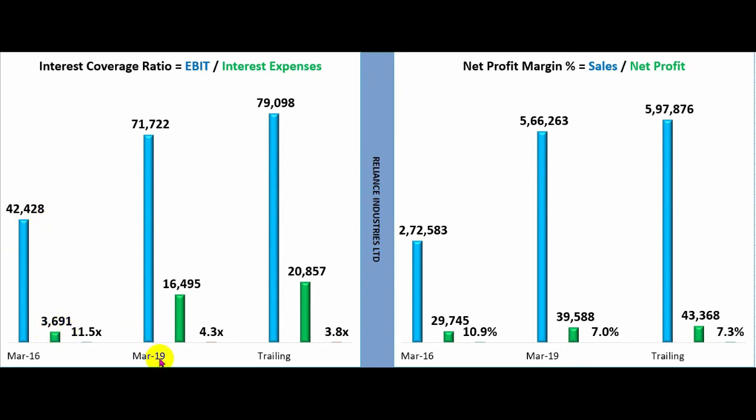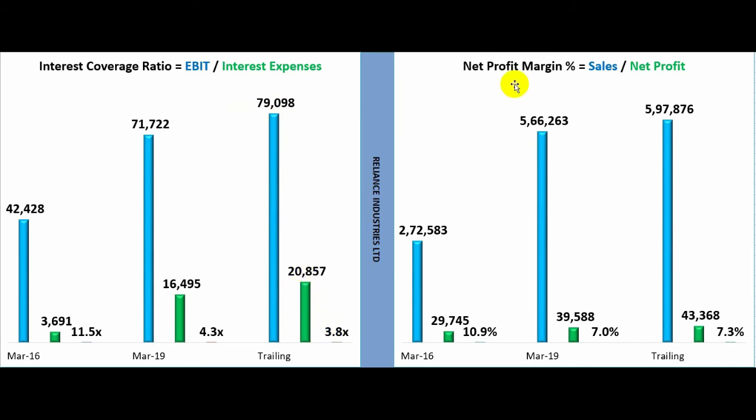In March 19, the interest cost increased, as we saw in the previous chart, whereas the EBIT being generated was around 71,000 crores. So that's just a 4.3 times multiple. But in the recent 12 months, the multiple has dropped below 4 times. My benchmark is that the finance cost should be 1/4 of the EBIT being generated, or we can also say that the EBIT that the company generates should be more than 4 times of the interest cost or the finance cost.